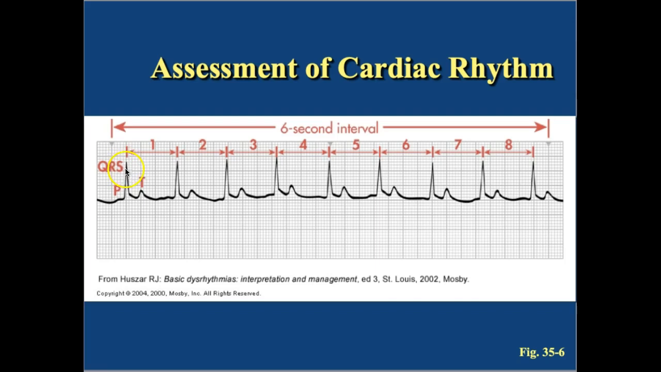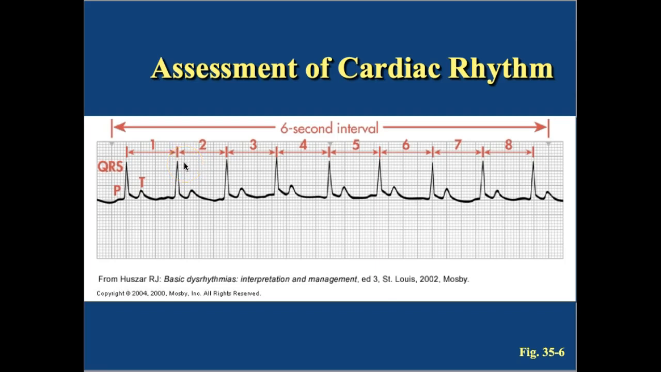You've got an R wave here. If you had another R wave right here, that would be a rate of 300 because there's one box between the R waves. If there were two boxes between the R waves, your rate would be around 150. Three, it would be around 100. Four, it would be around 75.